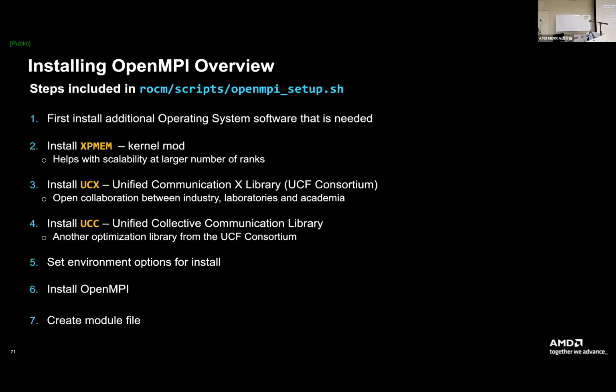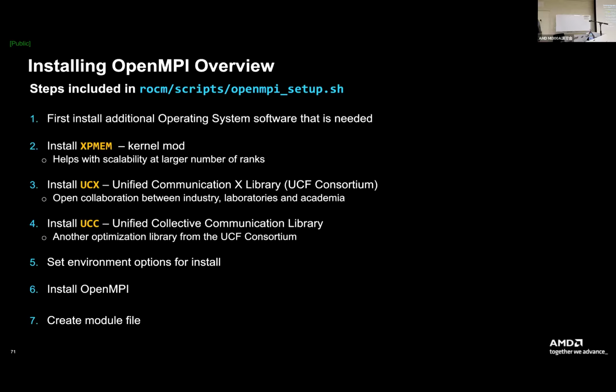So the sequence you've got to do with OpenMPI is you first need to install xpmem, which is a kernel mod that requires sudo, and it helps with scalability. If you don't install it, you can still get it to work, but you may not get as good scaling. We don't install it in the container because we cannot do a kernel mod in the container.